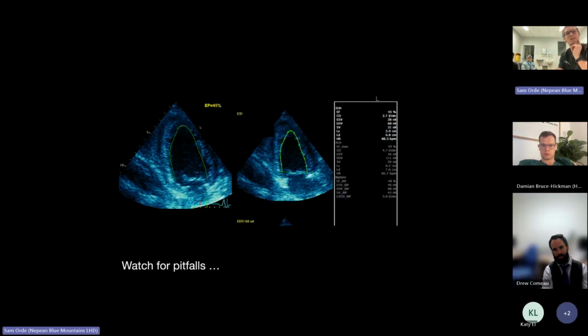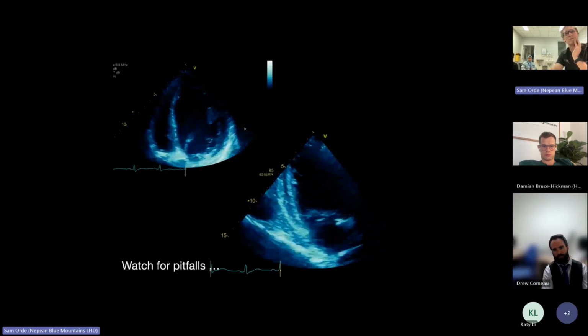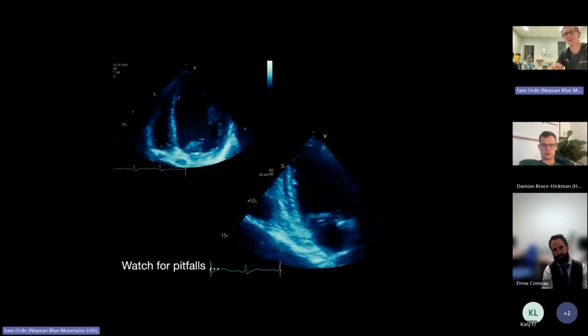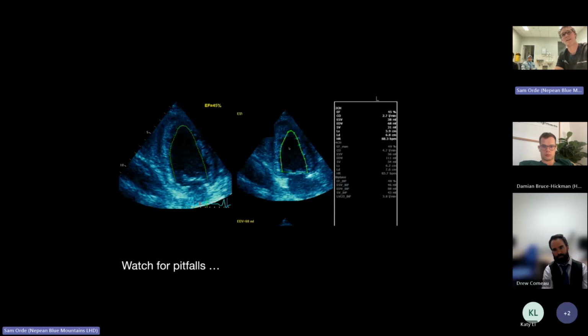So if you start to make ejection fraction estimates, I should probably have asked what you thought the ejection fraction was for this patient. I'd probably be putting it at maybe 30 or 40%. Maybe it's a little bit overestimated when you include that apex if you've got a foreshortened image.